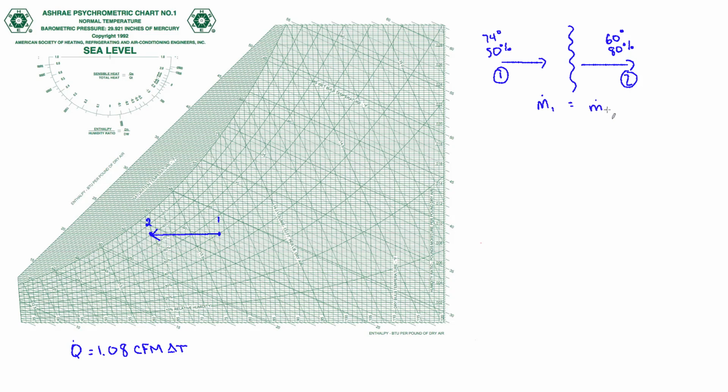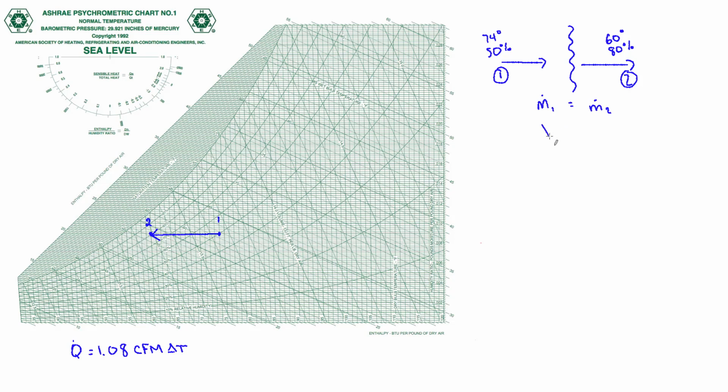The amount of air that entered the coil is the same as the amount of air that leaves the coil on a mass basis. It would not be correct to say that the volume that enters the coil is the same as the volume that leaves the coil, because the volume changes. Why does the volume change? Because the density changes. As warm air gets cooled, it becomes more dense. So that means there's more mass per unit volume, so you need less volume to hold the same amount of air.